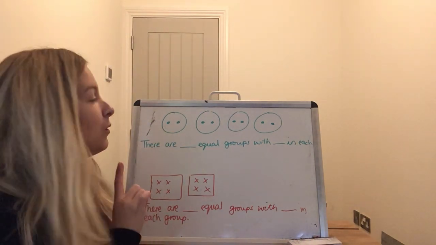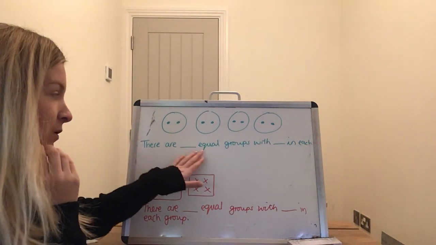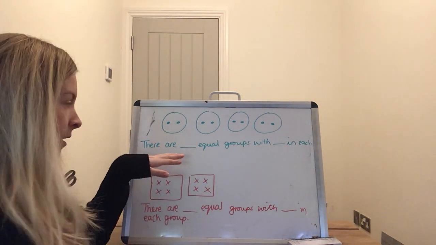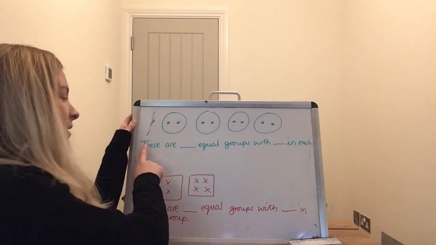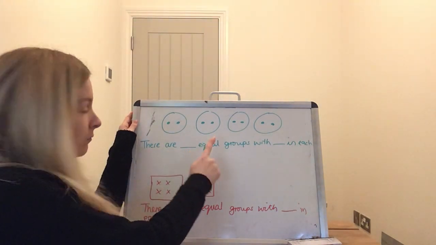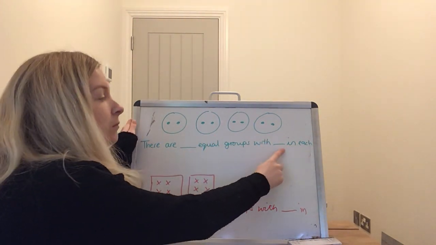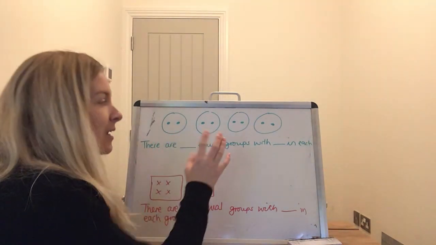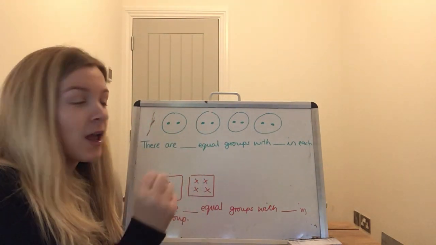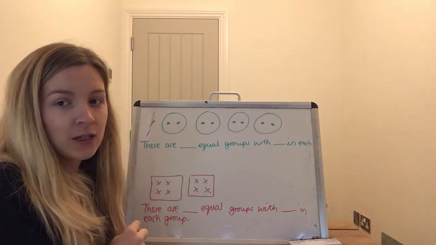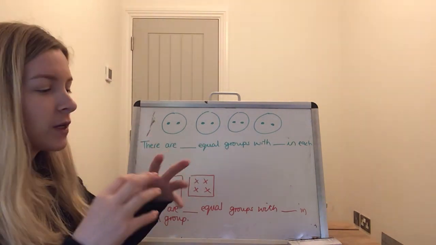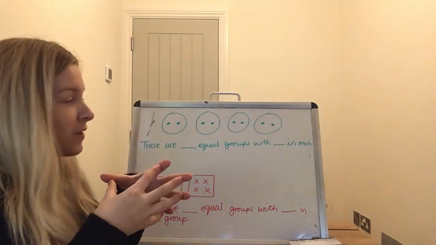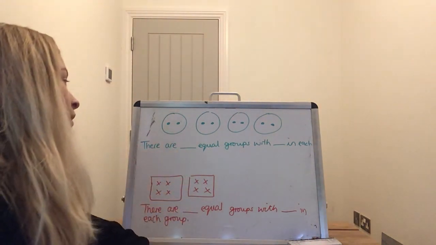So, looking at my first example on the board in green, okay? Underneath it says there are equal groups with in each. So we need to decide how many groups I have got and how many is inside each group. So when we're talking about groups, we're talking about collections of things, okay?